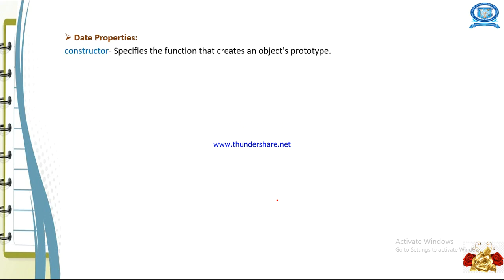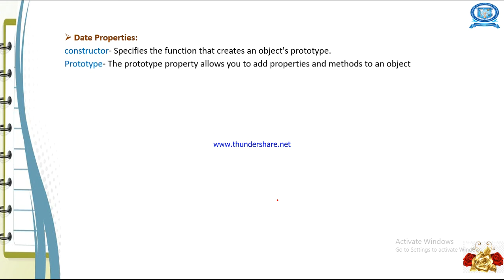Some of the properties used with Date objects. Normally, two types of properties are used: constructor and prototype. Constructor specifies the function that creates an object. Prototype allows you to add properties and methods to an object. Okay.